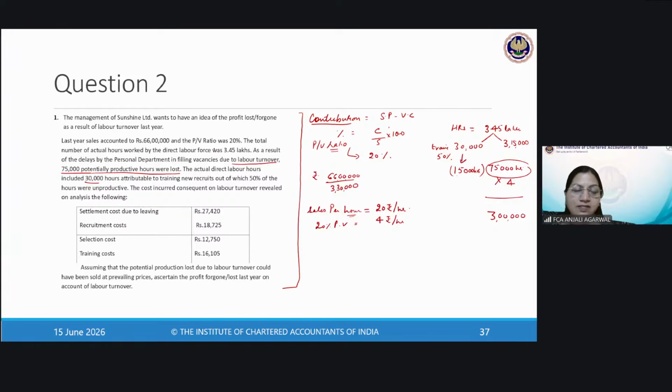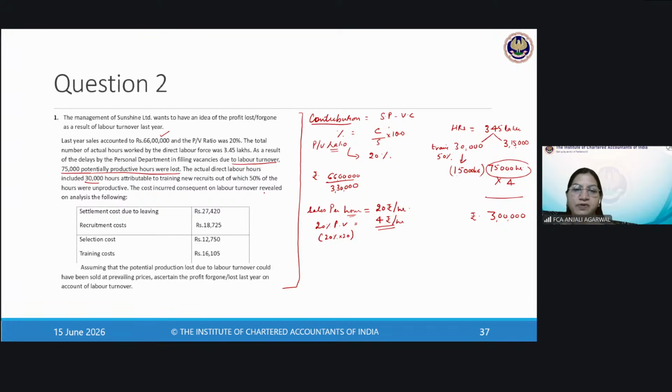Okay. So 66 lakh was your sales, 3,45,000 hours you worked, out of which 30,000 hours were half productive. So 15,000 unproductive lost. So you worked only for 3,30,000 hours. And in that 3,30,000 hours, you've generated a sale of 66 lakh, which means you generate a sale of 20 rupees per hour. And with the 20% PV ratio, 20% of 20 is 4 rupees. So effectively, by losing 75,000 hours, 75,000 into 4, 3 lakh rupees profit is forgone.